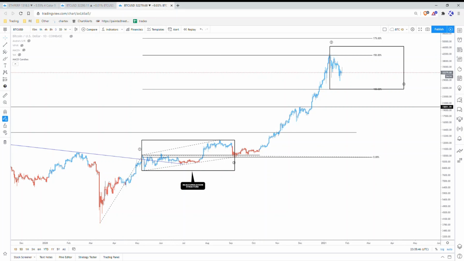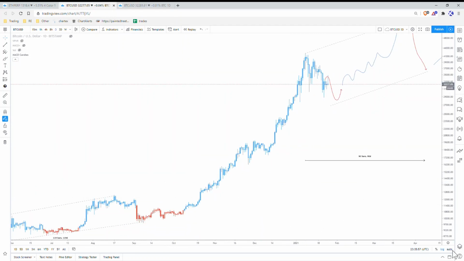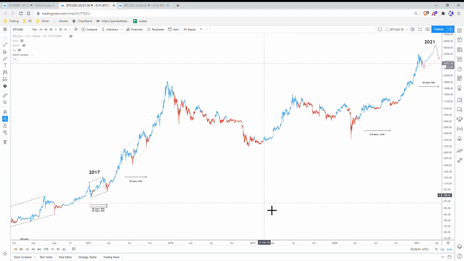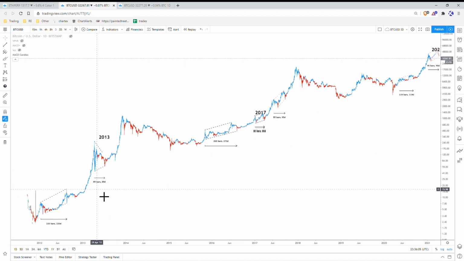What's up, everybody? Let's talk about Bitcoin, the big picture, what I'm watching for right now. Let's start on the 3-day chart, and I'm going to zoom out pretty far here. You'll lose some resolution, but we just want to look back at previous consolidations during bull runs.